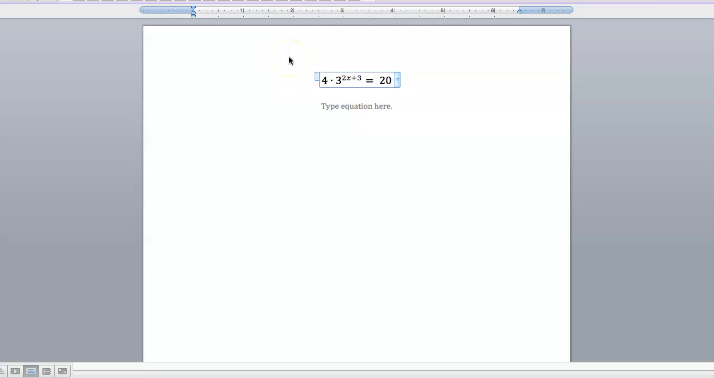We're going to solve this exponential equation. My exponential expression is here on the left-hand side, and I'd like to have that be the only thing on its side of the equation. So I need to do something about that 4.